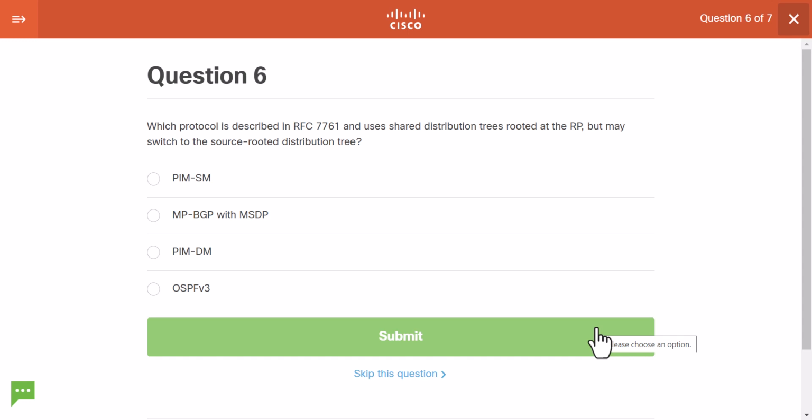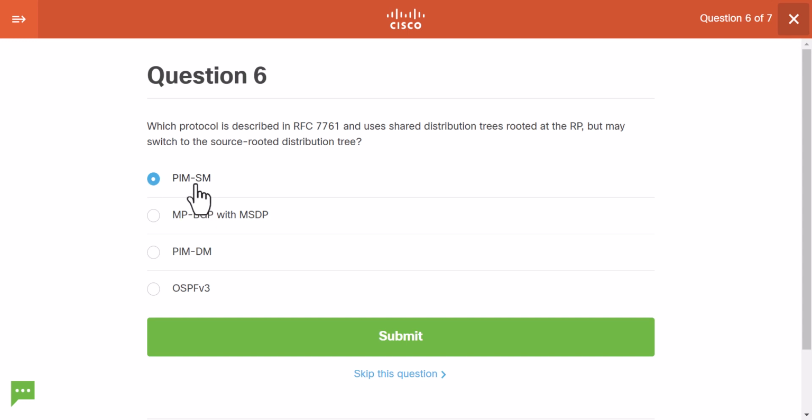Which protocol is described in RFC 7761? Okay, it uses shared distribution trees rooted at the rendezvous point, but may switch to the source rooted distribution tree. Okay, I think this is PIM-SM, which stands for Protocol Independent Multicast Sparse Mode.